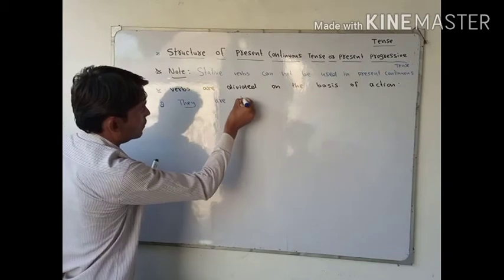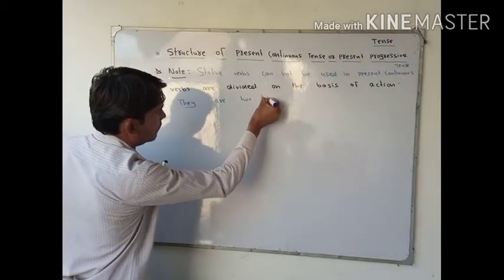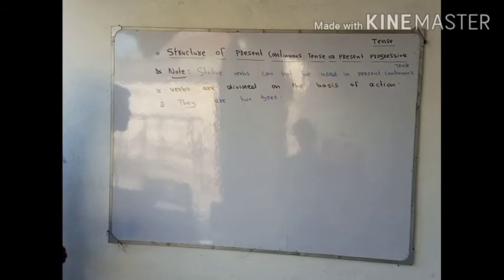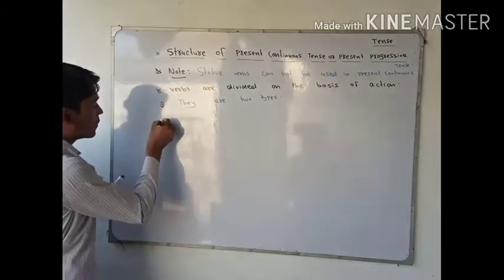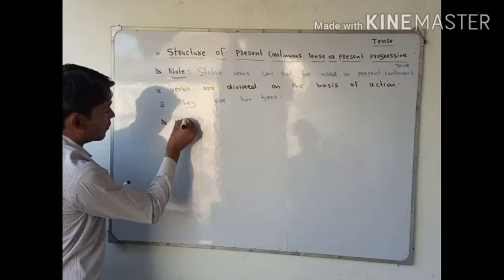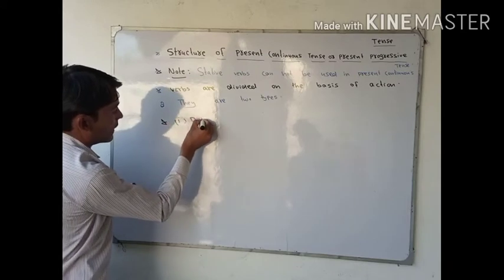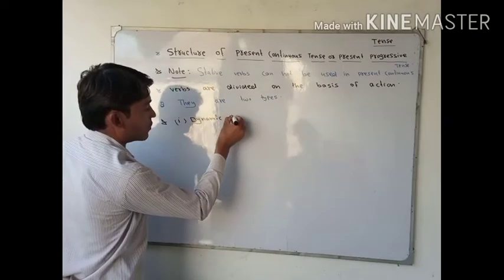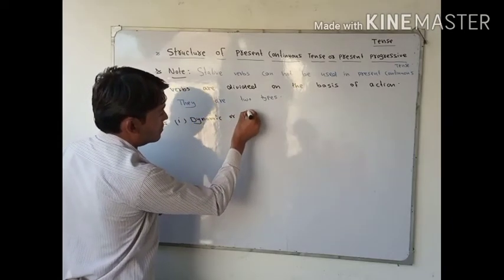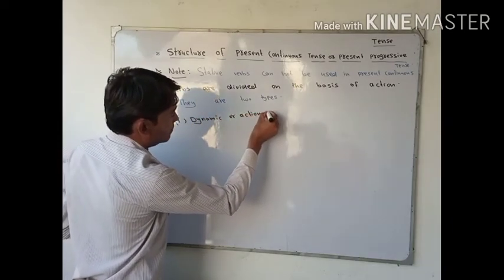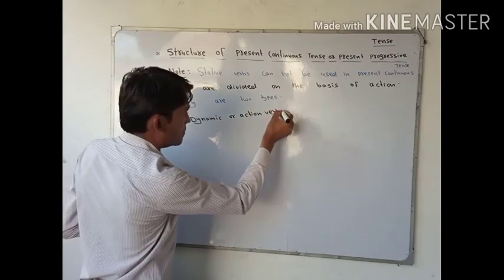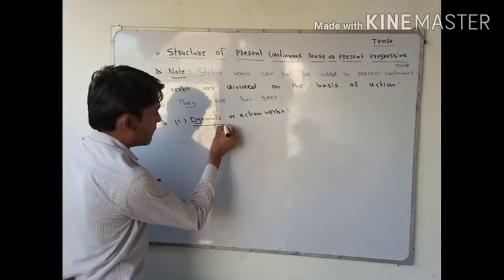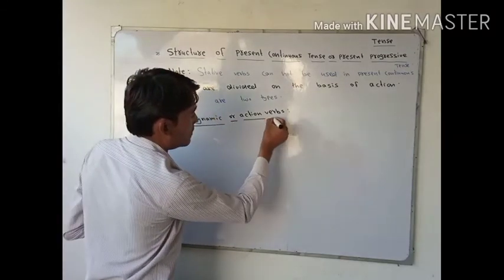There are 2 types. The first one is called dynamic verb. Dynamic verbs we also call action verbs. So what is basically a dynamic verb, or what is basically an action verb?